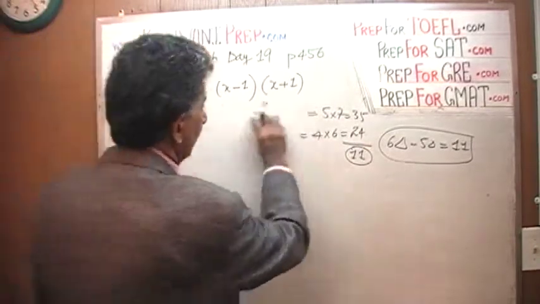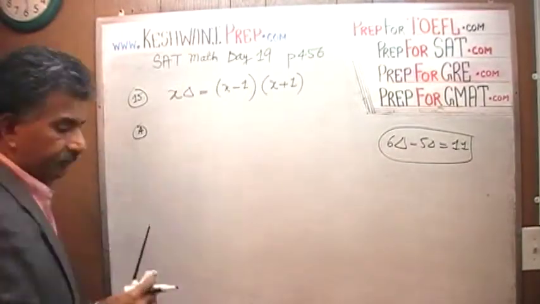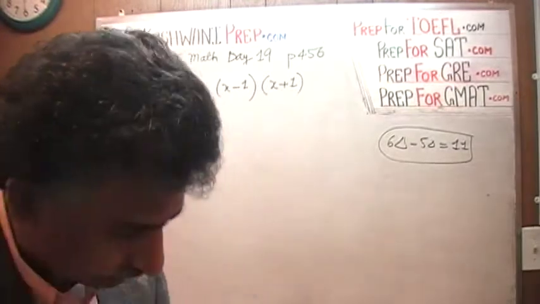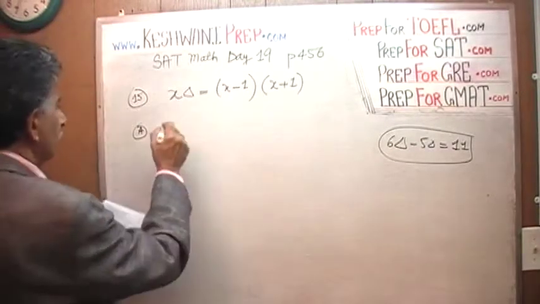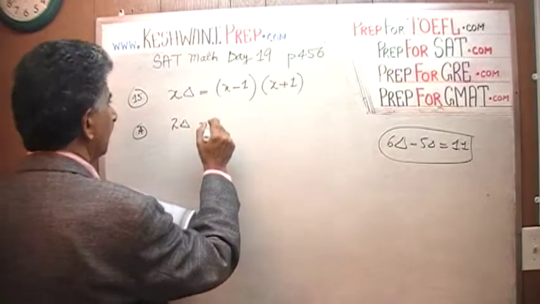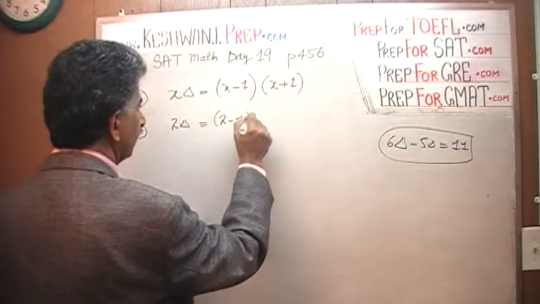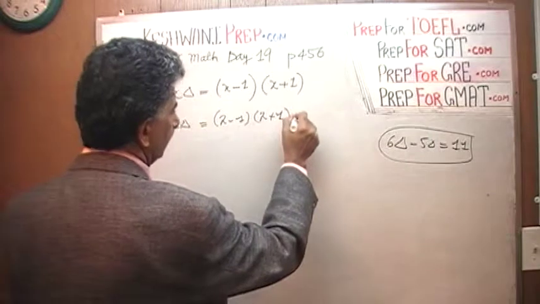Let's look at answer choice A. Answer choice A says 2 triangle, which is 2 minus 1 times 2 plus 1. 2 plus 1 is 3, 3 times 1 is just 3.